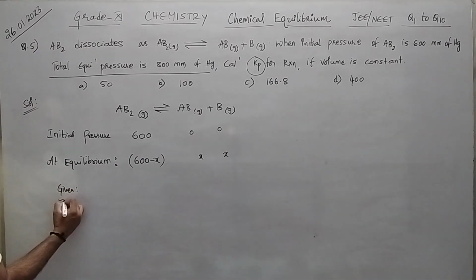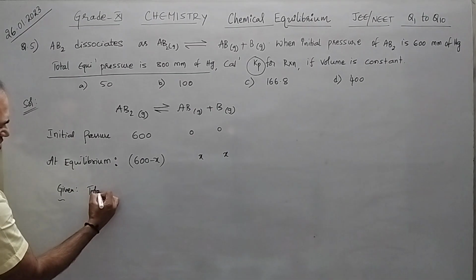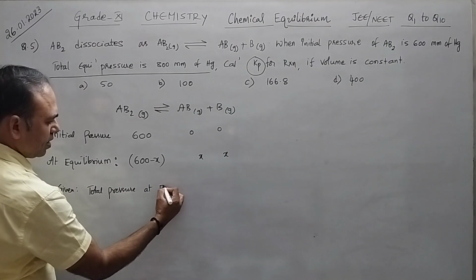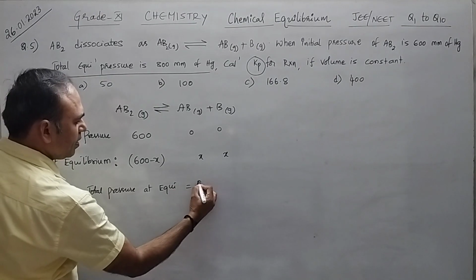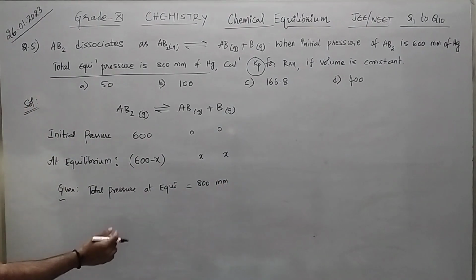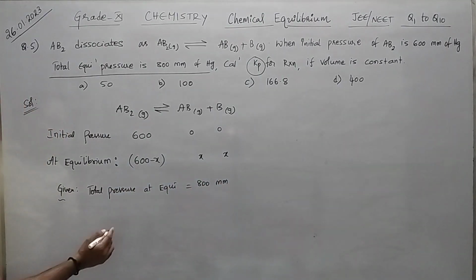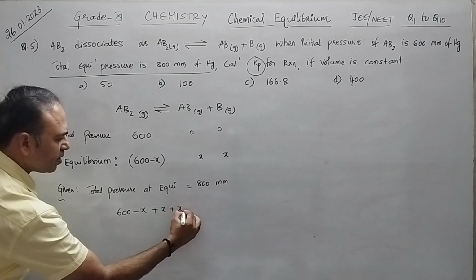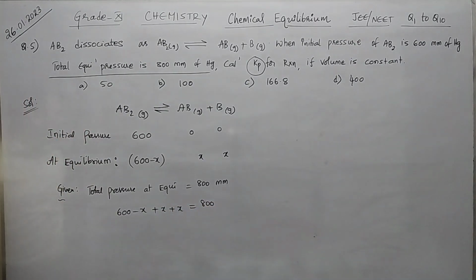They have mentioned that total pressure at equilibrium is 800 mm. So you know what is meant by total pressure. You have to add these three terms. Therefore 600 minus X plus X is equal to 800.